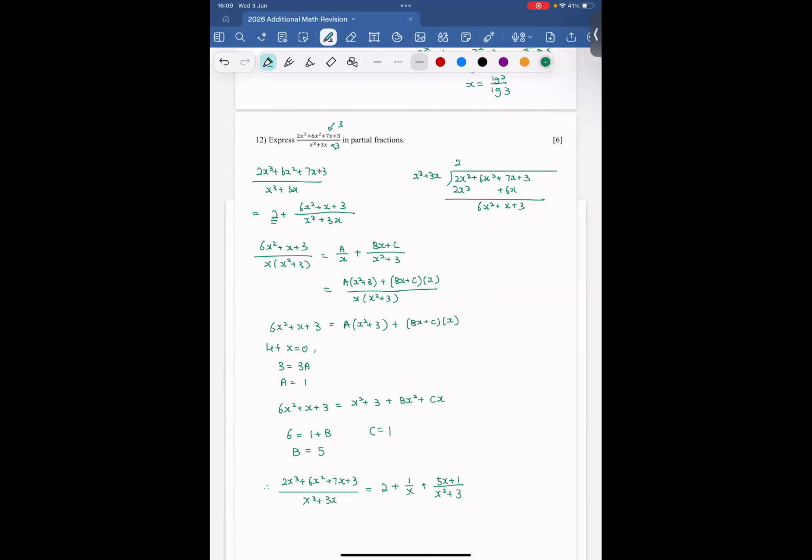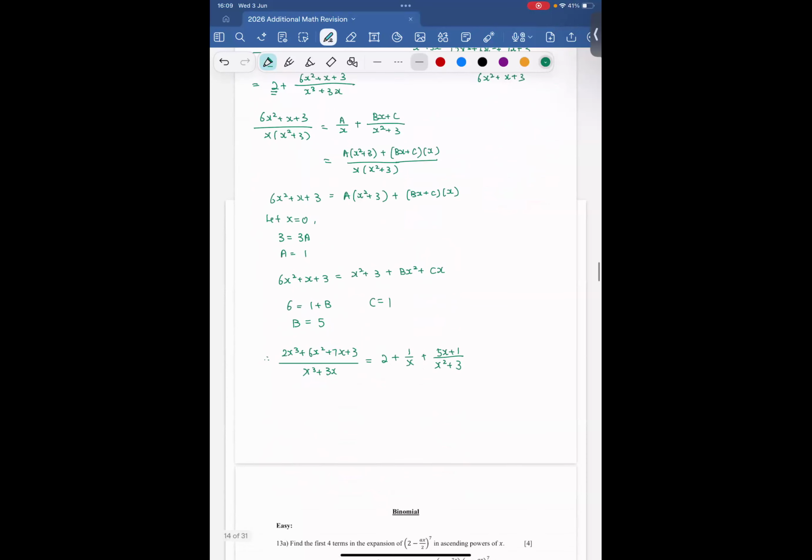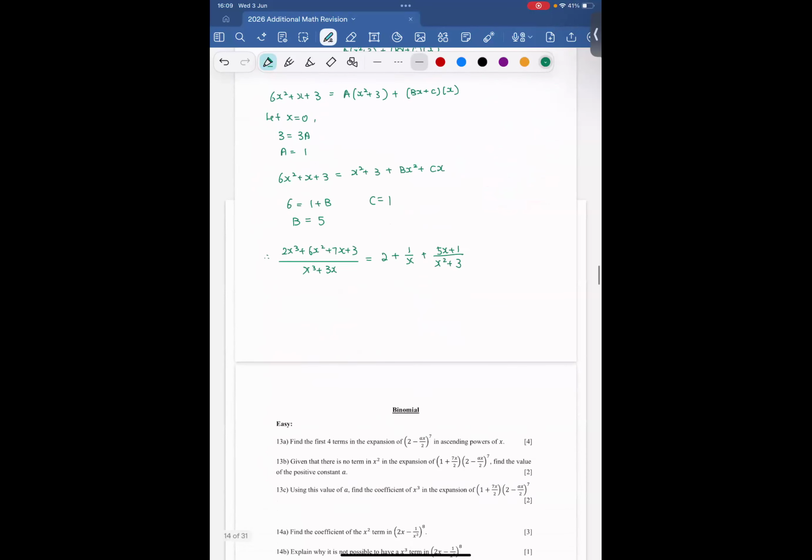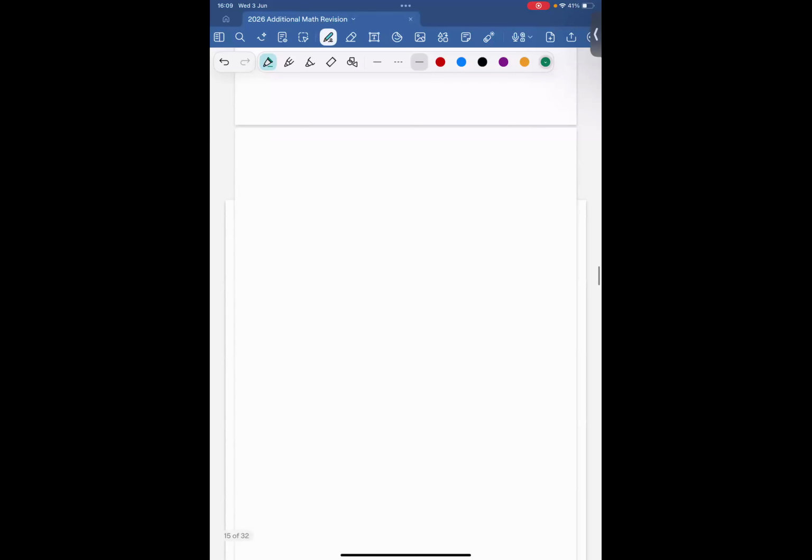Okay, then let's move on to binomial already. So what is binomial? Binomial is actually your expansion. It helps you expand this. So important thing, n must be a positive integer. Cannot be negative, cannot be a fraction, otherwise you cannot expand like that.